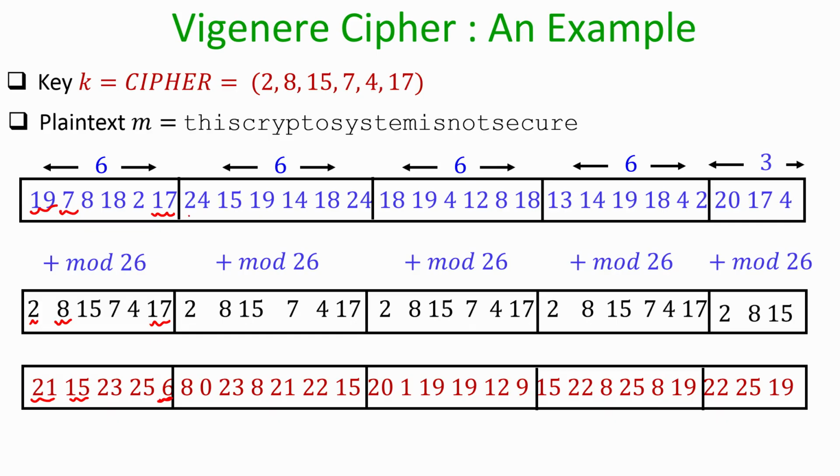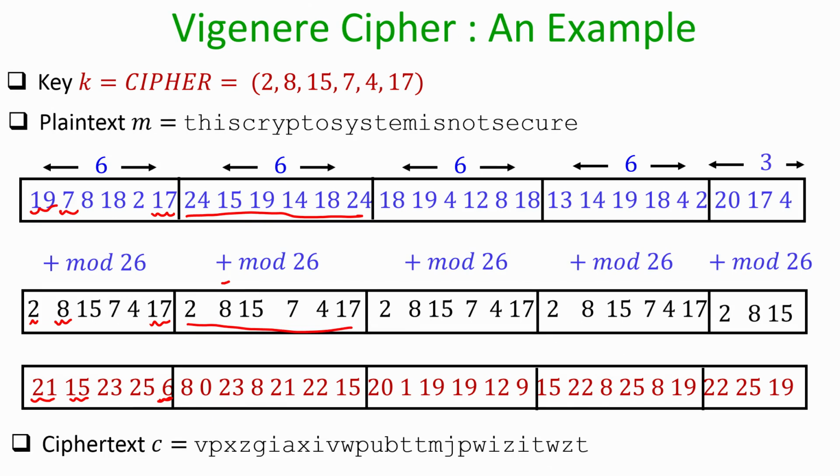In the same way, we take the second block and again we add the characters of the key one by one and do the modulo 26 operation. Once we obtain the ciphertext characters, where the values belong to the set 0 to 25, each of those gets mapped back to the English character set, and as a result this string will be the encryption of the plain text, this crypto system is not secure.